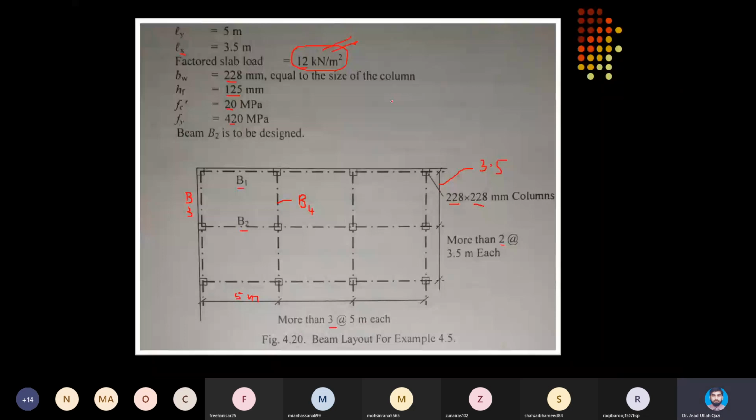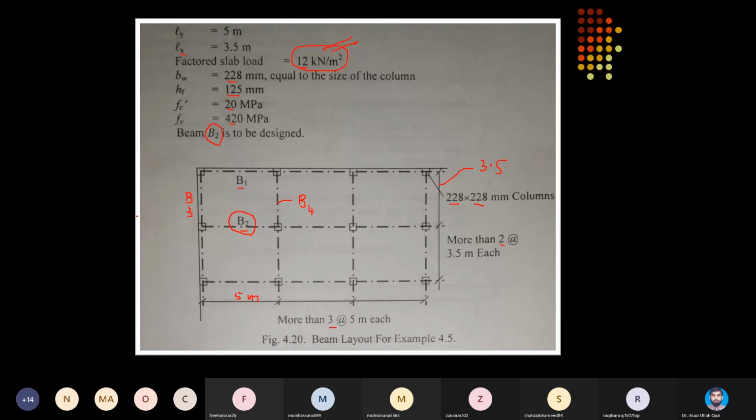Moreover, in this academic practice problem, we are asking you to design B2 only, the first interior beam along the longer span. But in an actual project, you will not be engaged for just one beam design. You have to completely design this slab system.